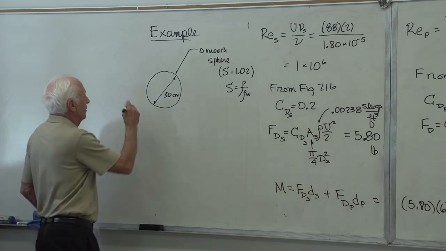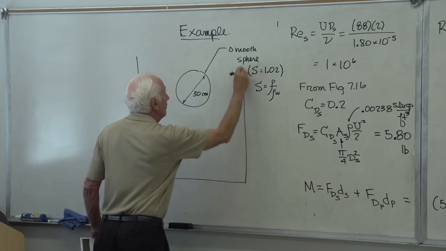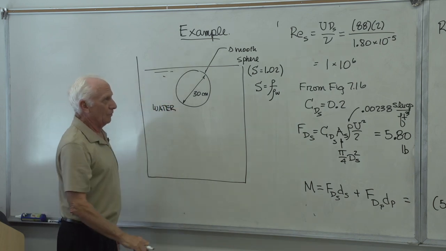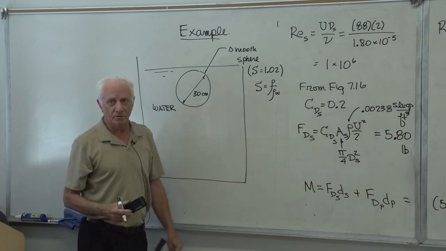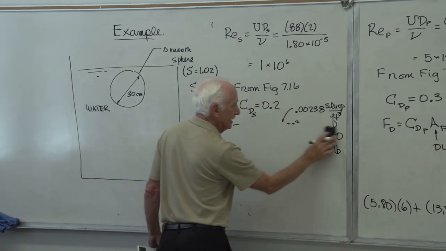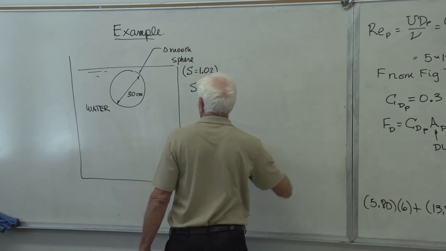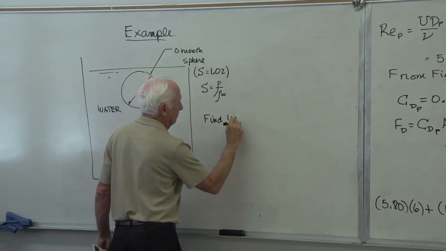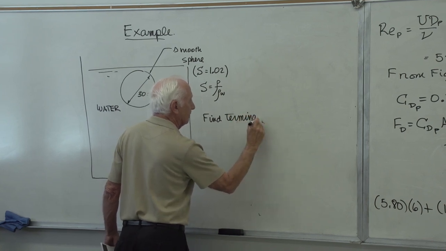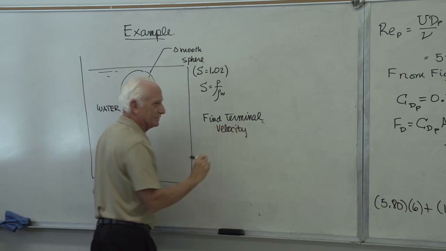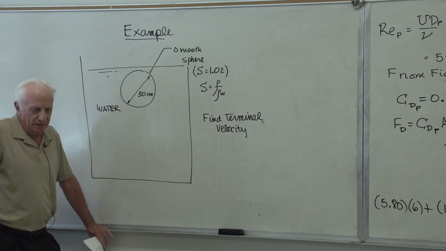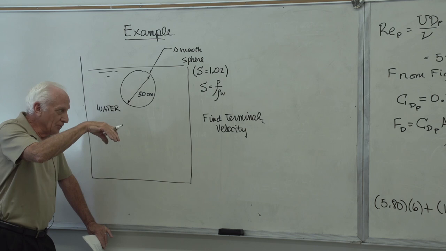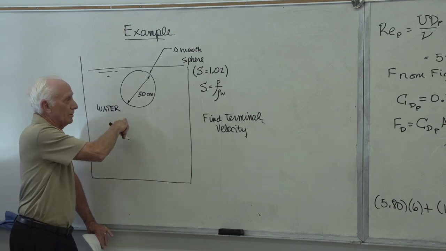Okay, we're going to drop it in water. Will it sink? Well, yeah, because its density is bigger than water. It's going to go down. Specific gravity is greater than one. It's going to sink. But the problem says find the terminal velocity. What does that mean? That means the velocity after it reaches a steady speed going down. Terminal, the final velocity. Oh, it'll accelerate when you let it go, but eventually it's going to assume a constant velocity as it drops down, assuming that water stays the same.